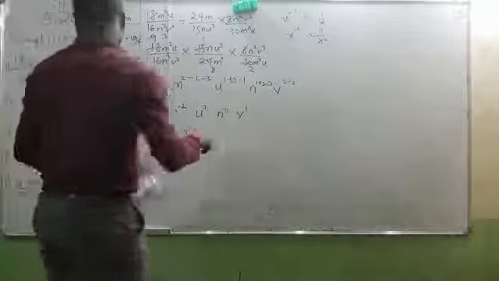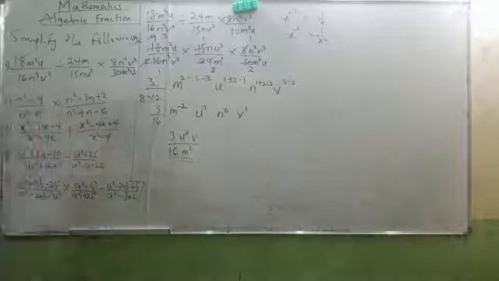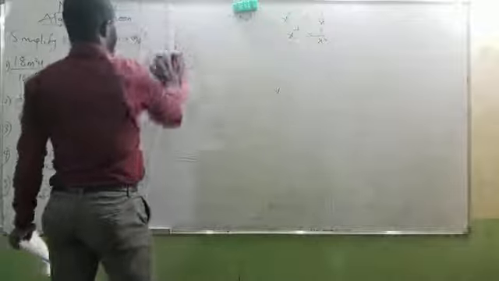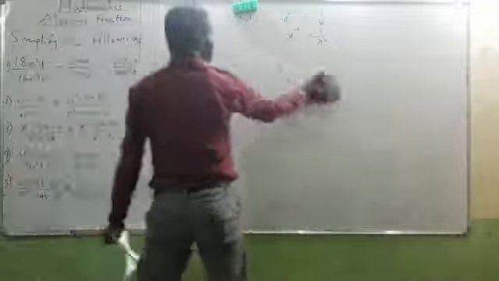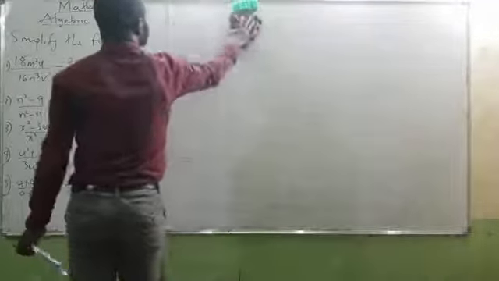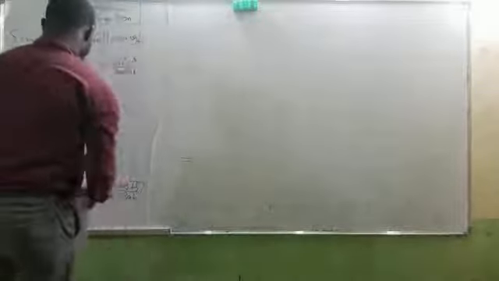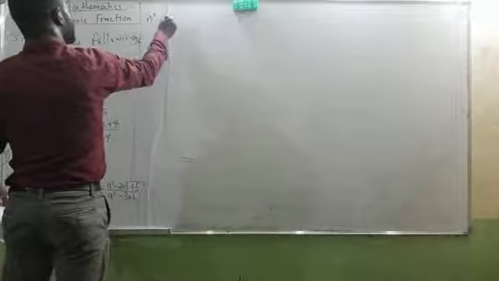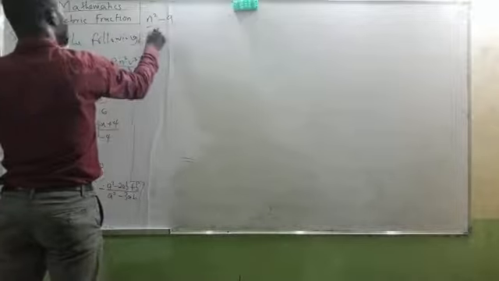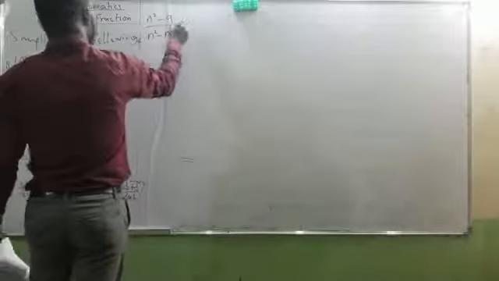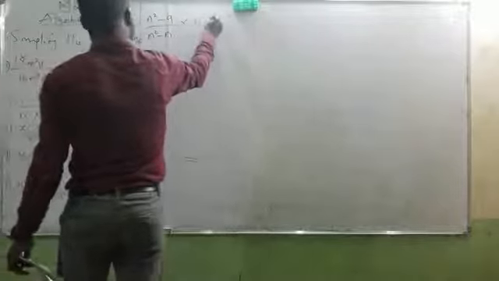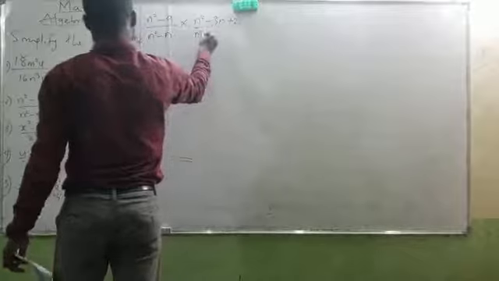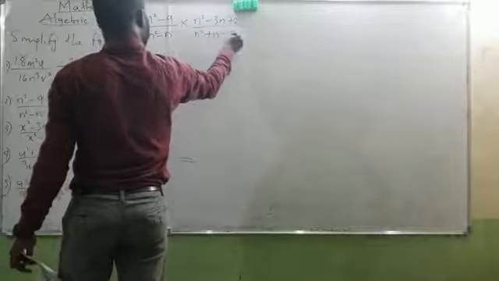Now let's try to work on the other one, which is the remaining 4. Now, look at this. I have n minus 9 divided by n squared, multiplied by n squared minus 3n plus 2, divided by n squared plus n minus 6.